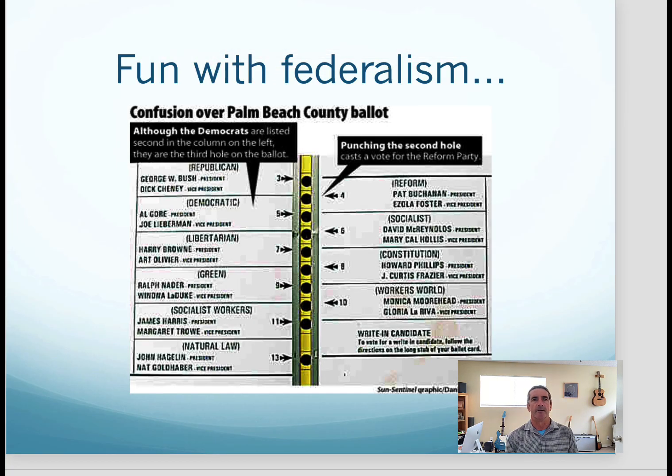Political Science 100. Our topic for today is federalism. Federalism is one of the most fundamental features of the American political system, and it refers to the division of power between the national or federal government and state governments. And I want to begin with an anecdote about something that I'll call fun with federalism, although it wasn't a whole lot of fun for those going through it at the time.